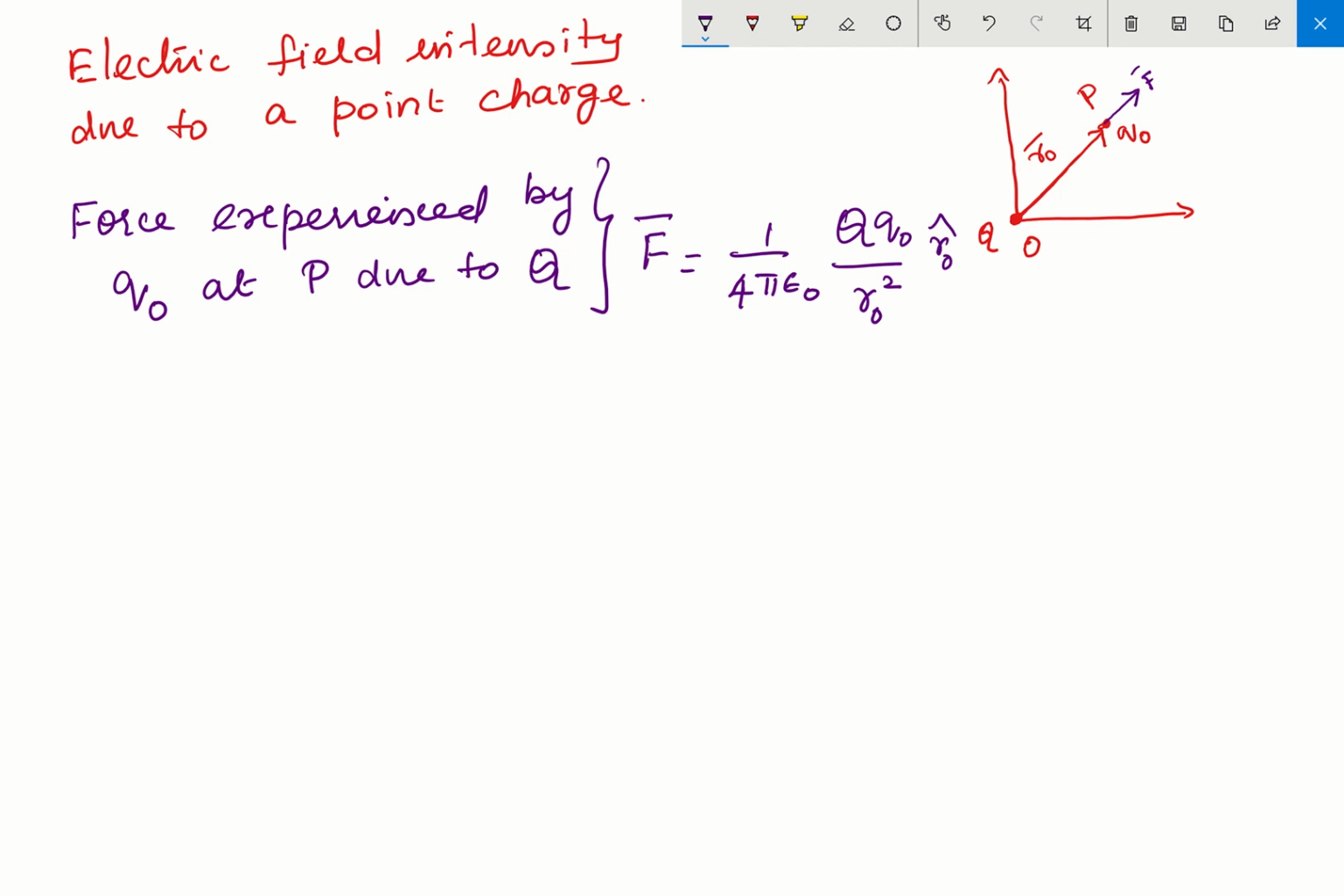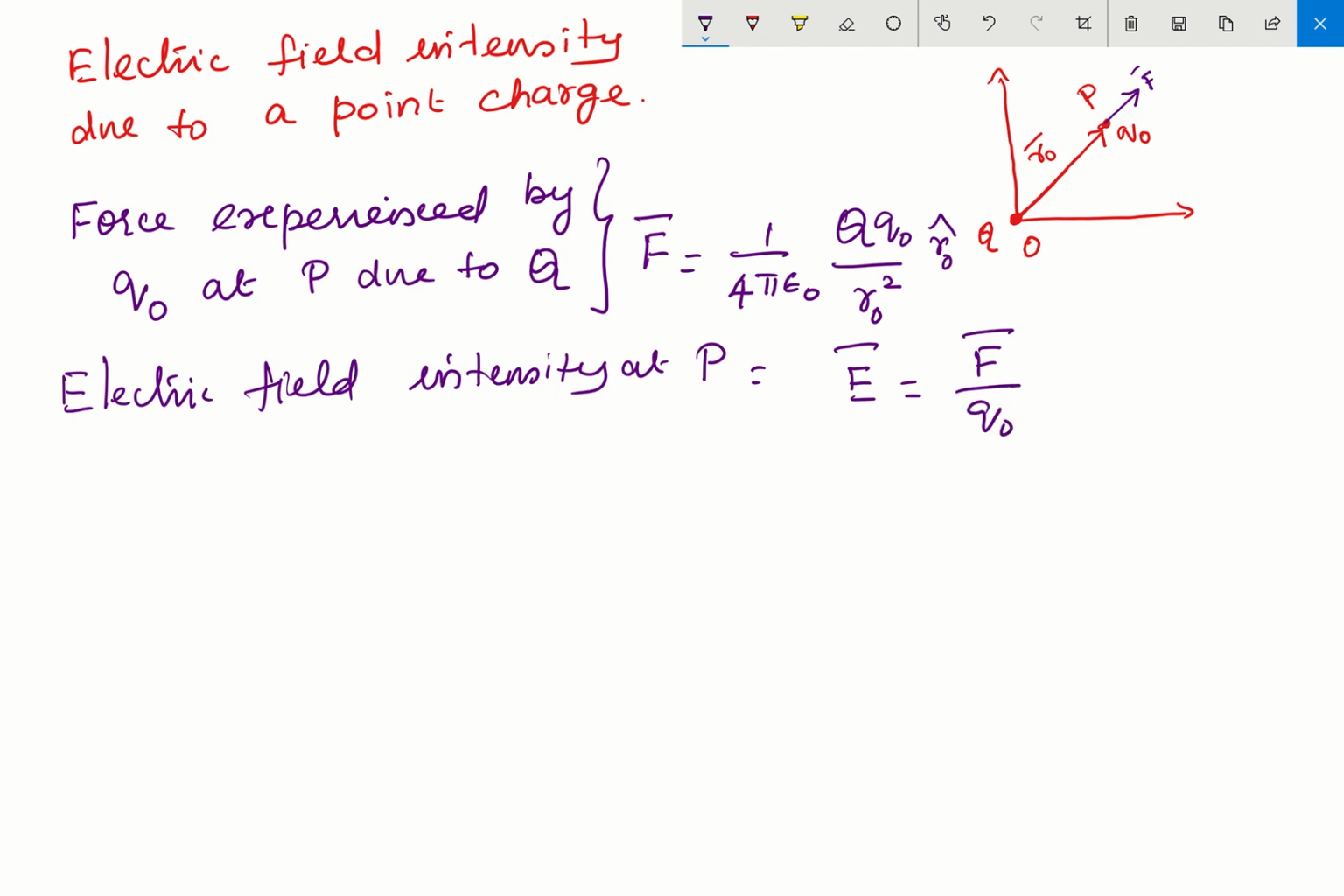Now R naught will be, what is that? The direction of R naught is like this, from Q to P, when extended. Now, therefore, what is the electric field? What I want is the electric field intensity at P. That is nothing but E. E is nothing but F by Q naught. Therefore, that is equal to 1 by 4 pi epsilon naught Q by R naught squared R naught.